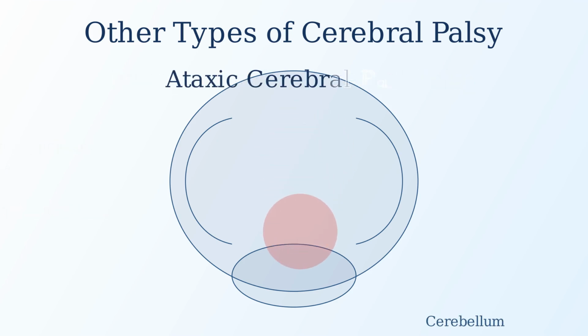Ataxic cerebral palsy results from damage to the cerebellum, often due to oxygen deprivation during birth, known as perinatal asphyxia. It's characterized by low muscle tone, intention tremors, which are shakiness that occurs during voluntary movements, and an unsteady, wide-based walking pattern known as ataxic gait.